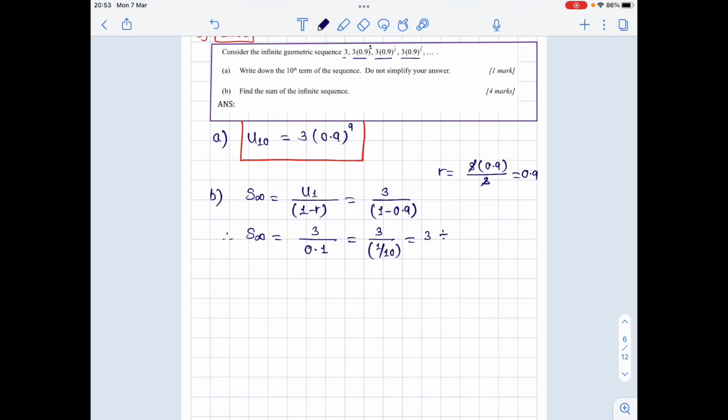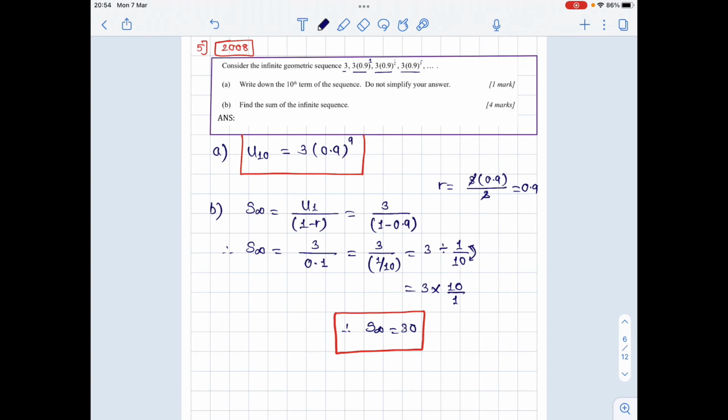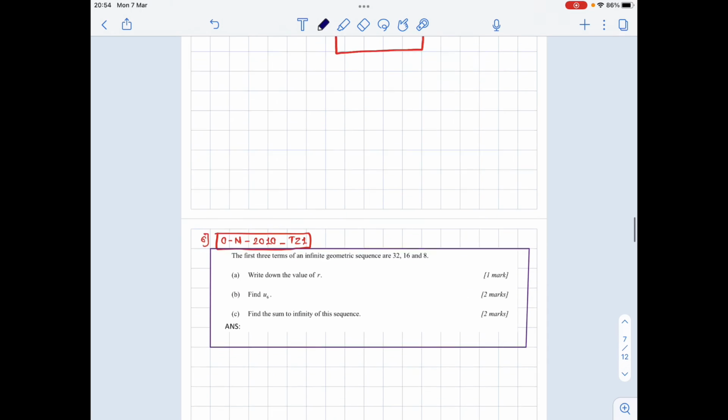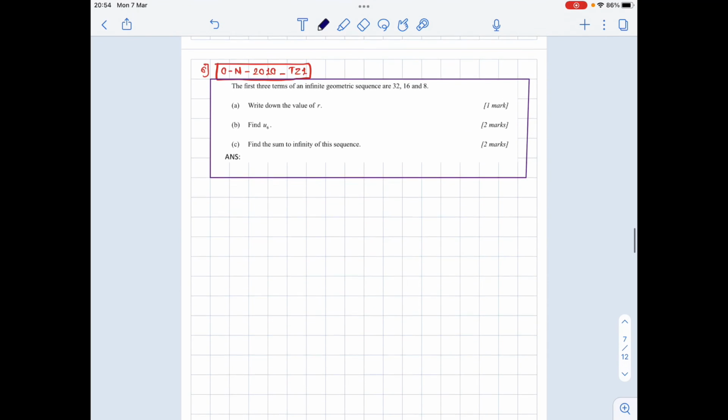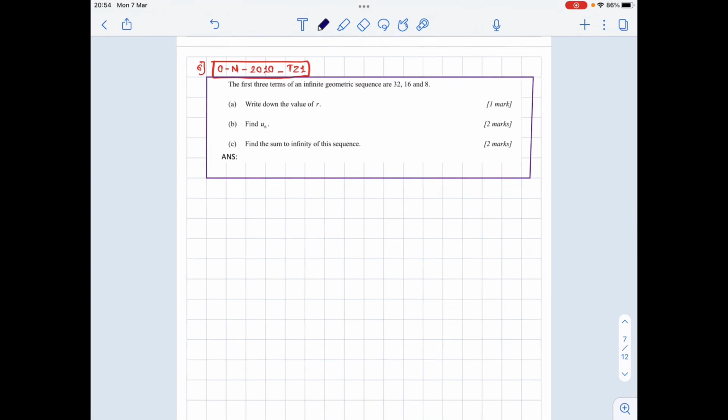If you don't know the rule, you can write it like this. When you switch, they will flip because you are converting division into multiplication. So 1 upon 10 becomes 10 upon 1. So your final answer is S infinity is equal to 30. Now we will move on to the last problem of this video. October-November 2010.